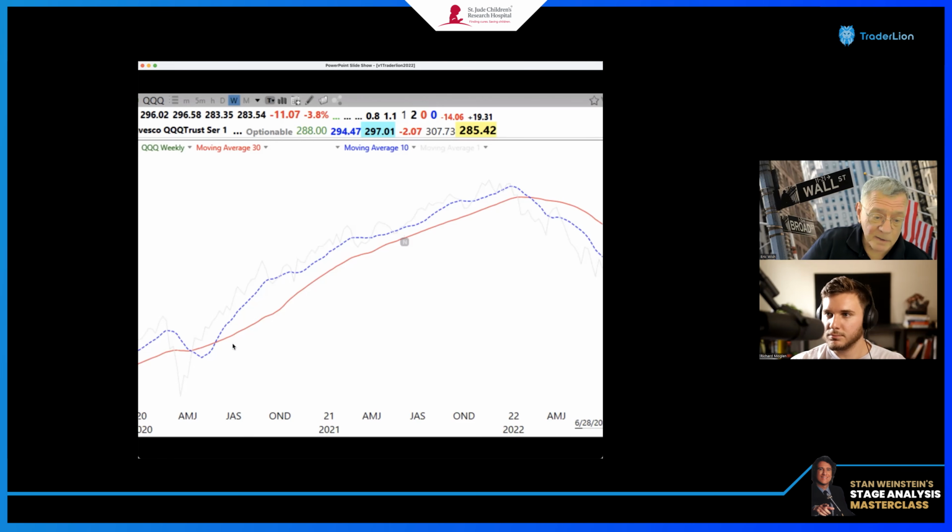And the 10 is solidly above the 30 until here. So here's your warning sign right here. It's closing below the 30. And then the really bad sign is this. So this is where we are now. That's not a stage 2. That's not an uptrend. That's not yellow band, whatever you want to call it. This is a downtrend. Leave it alone.